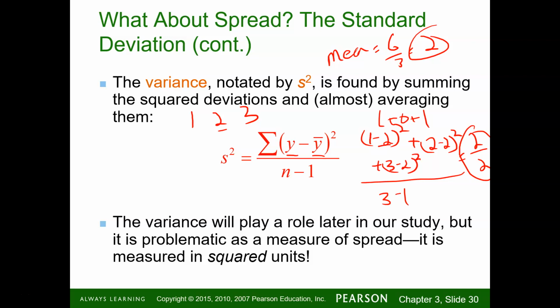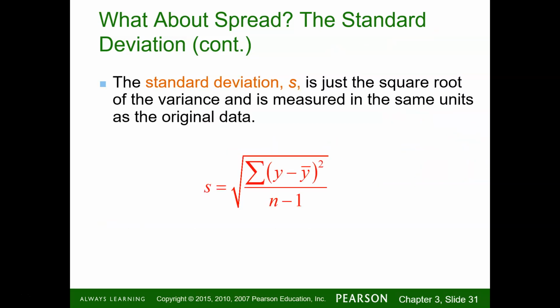And see how each of these are telling you how far away from the mean you are? Like 1 is 1 away from the mean, 2 minus 1, right? 3 is 1 away from the mean, which is 2. It's just telling you how spread out the data is. The standard deviation is the square root of that.